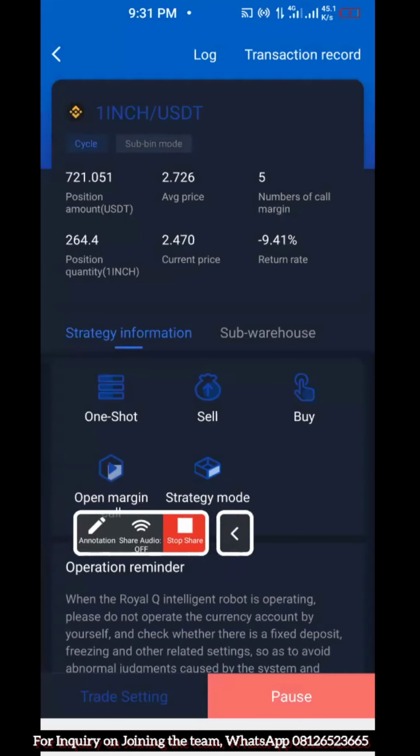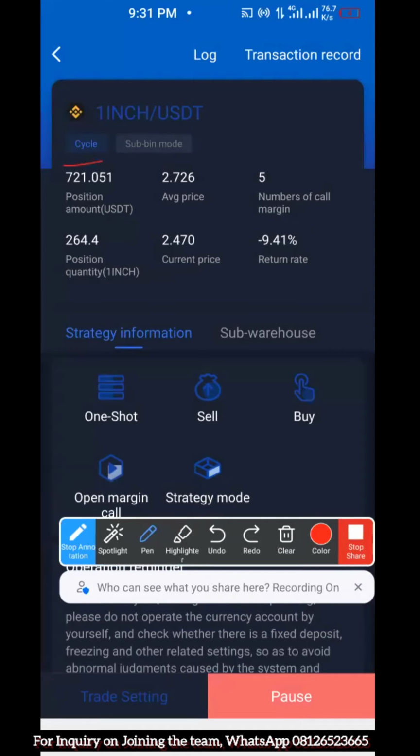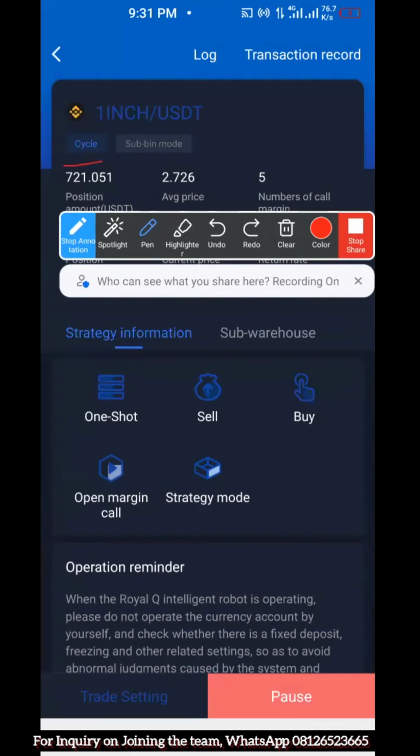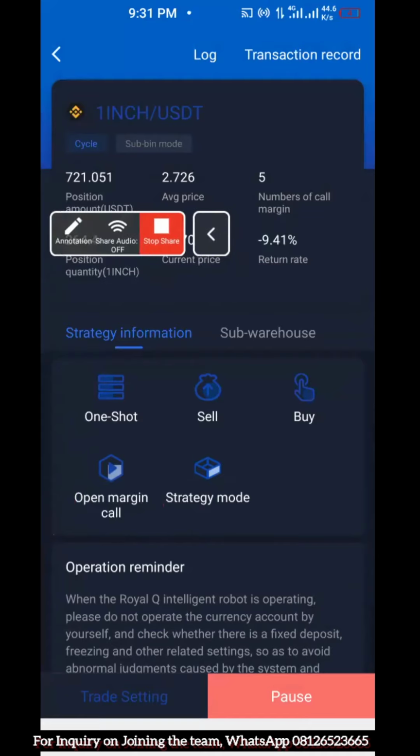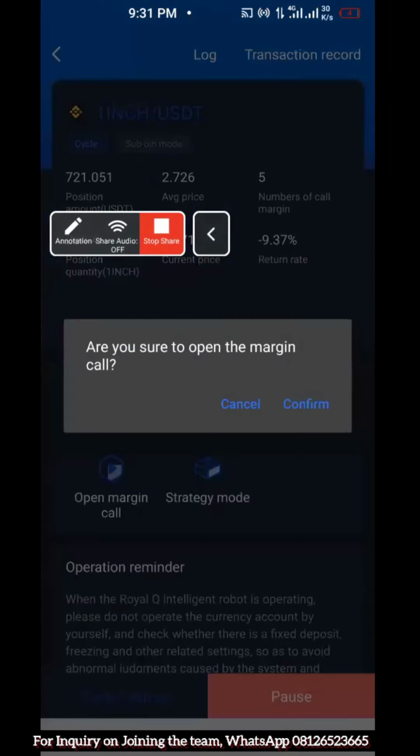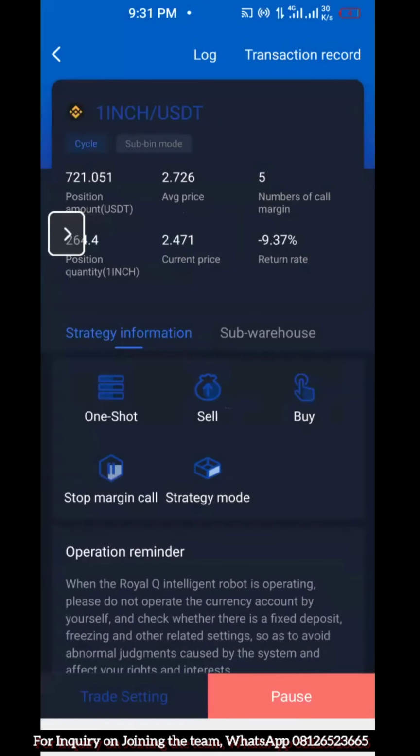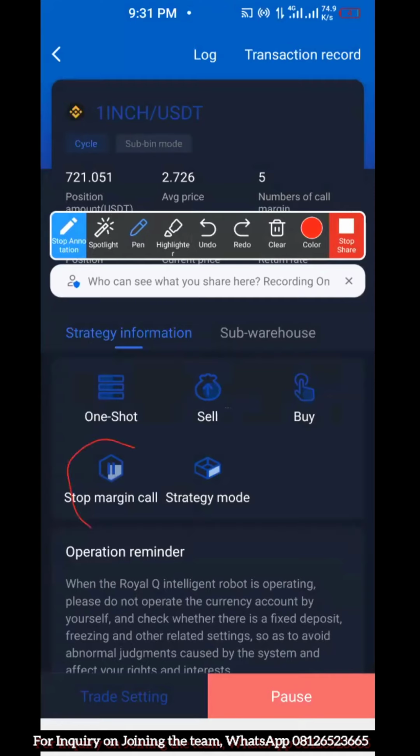Then this open margin call, that's sometimes once the market is going down, you can lock it and tell it to stop margin call. So in this case now, I've already stopped the margin call. I don't want it to buy anything for me again. So let me open it. Can you see this is how it ought to be normally? It ought to be on open margin call.